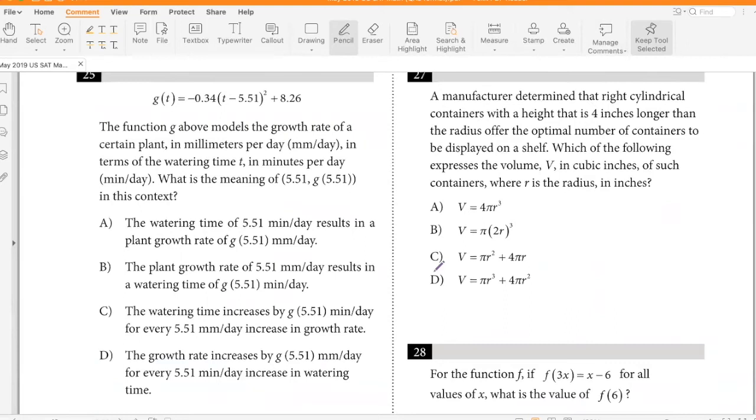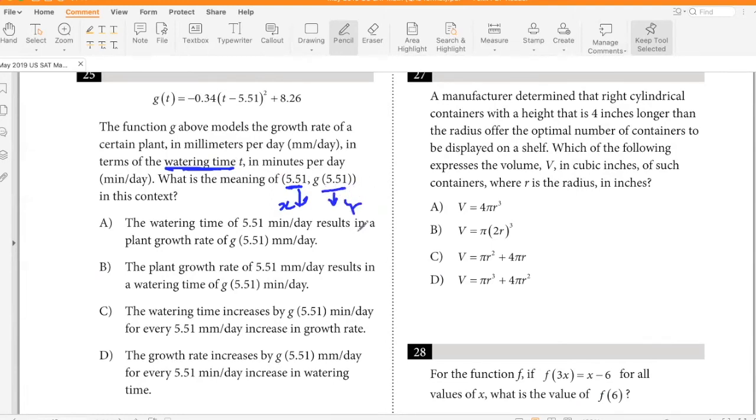The function G above models the growth rate of a certain plant in millimeters per day. In terms of the watering time in minutes per day, what is the meaning of G(5.51) in this context? Okay, so this is the X variable, so that is the watering time. And this is the function, so the Y variable.